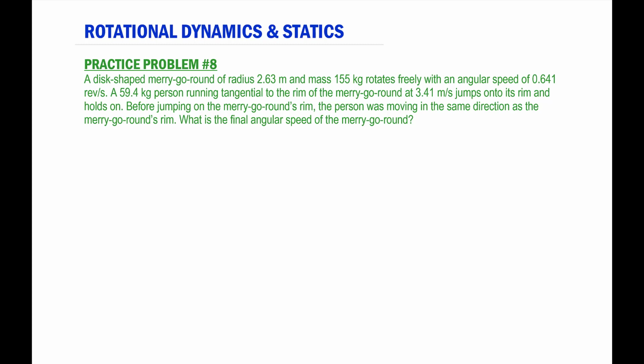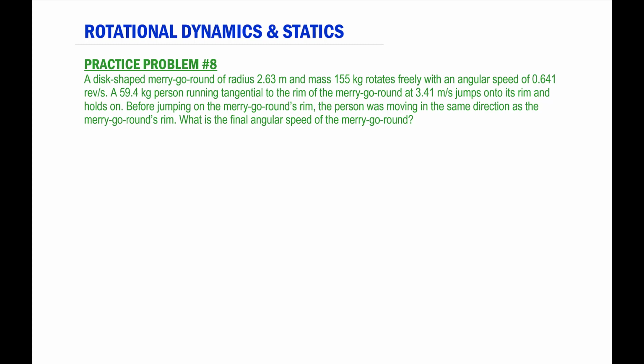In this question, a disc-shaped merry-go-round of radius 2.63 meters and mass 1.55 kilograms rotates freely with an angular speed of 0.641 revolutions per second. A 59.4 kilogram person running tangential to the rim of the merry-go-round at 3.41 meters per second jumps onto its rim and holds on. Before jumping on the merry-go-round's rim, the person was moving in the same direction as the merry-go-round's rim. So that means it's tangential. What is the final angular speed of the merry-go-round?